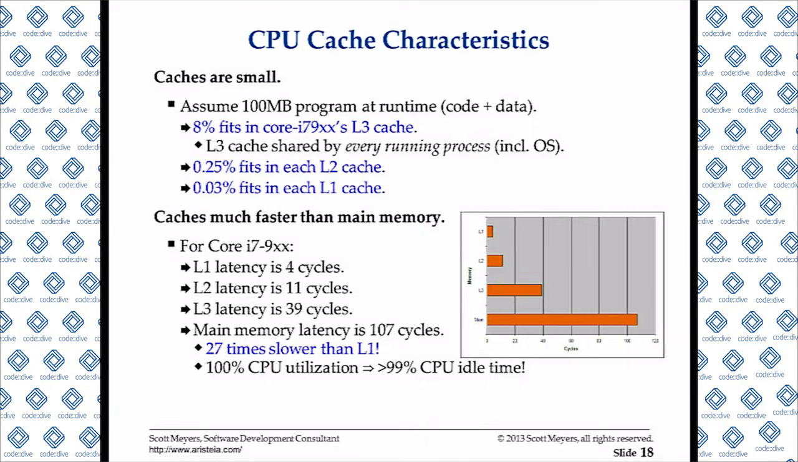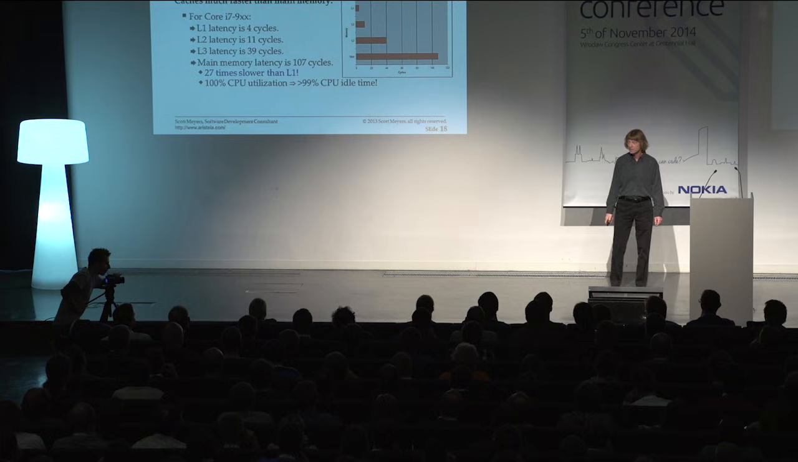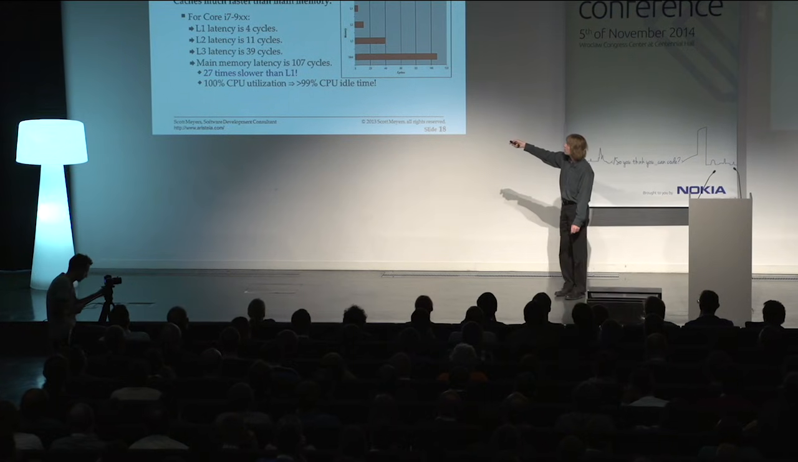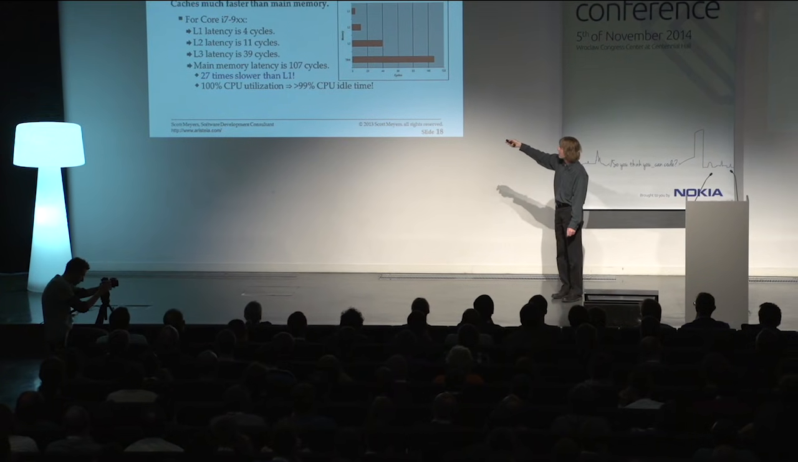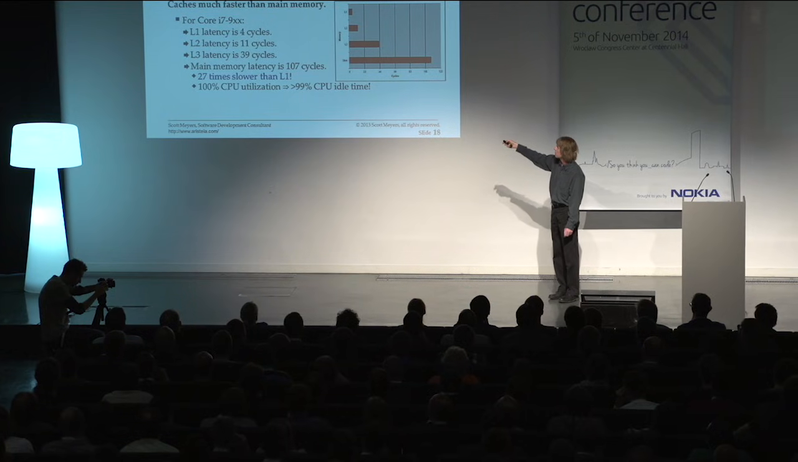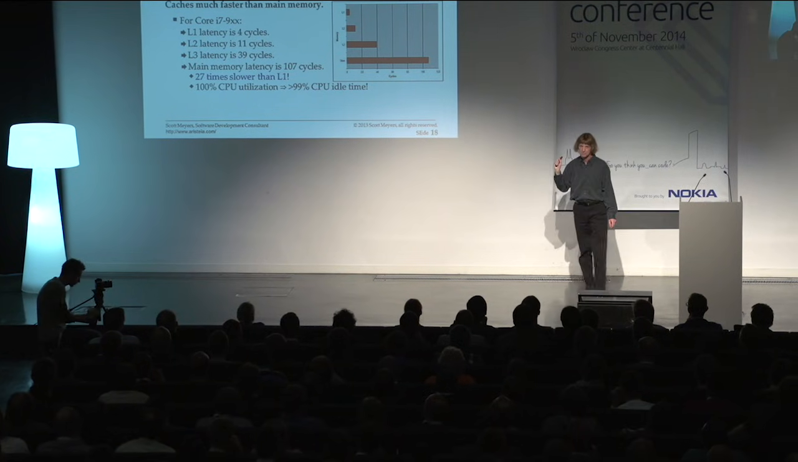remember that. But the level 3 cache is shared by every running process, including, I might point out, the operating system. So you do not have 8 megabytes of level 3 cache for your own use. You are sharing it with everybody else. Even if you are the only process running, there is probably an operating system, and the operating system is using it as well. The level 2 cache, 1/4% of your image will fit in the level 2 cache. 3/100% will fit in the level 1 cache.